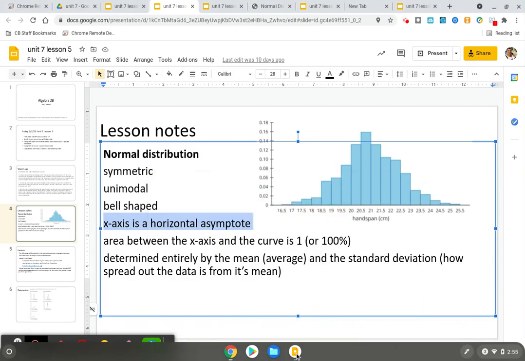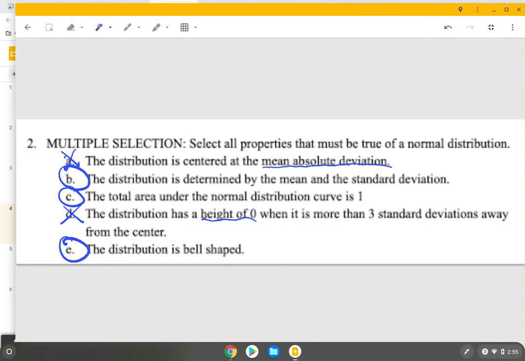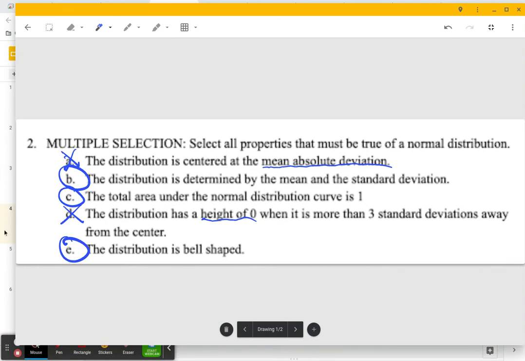And E, the distribution is bell-shaped. There you go, right here, bell-shaped. So the answers to number 2 are B, C, and E.